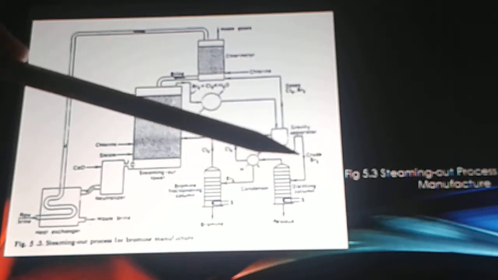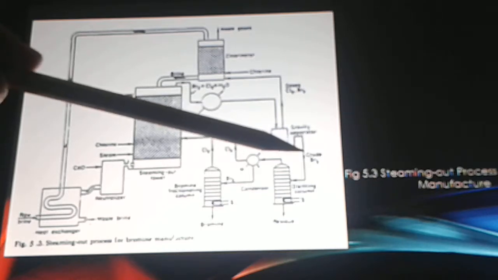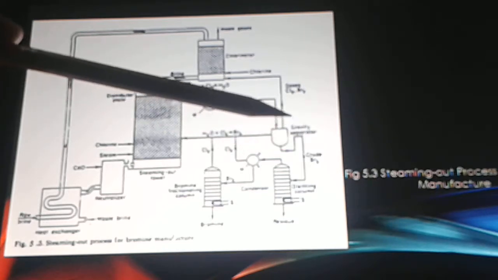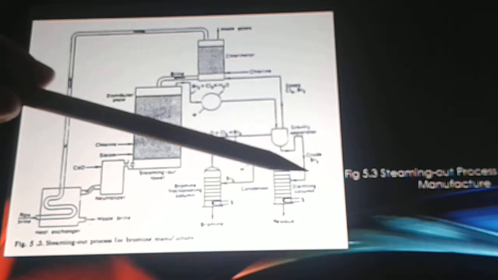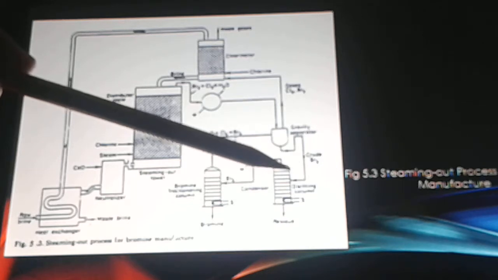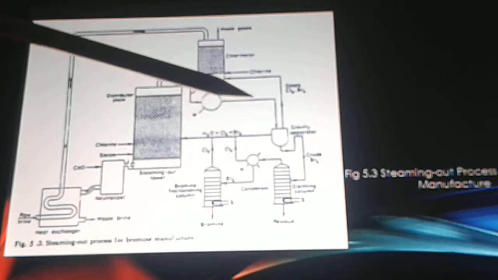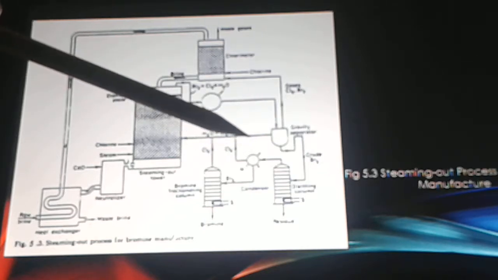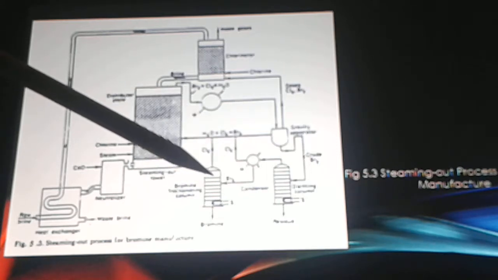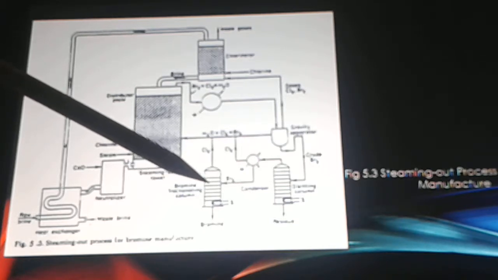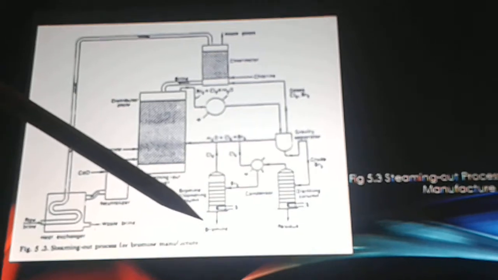The bromine obtained after separation is not completely pure and contains chlorine. So the chlorine and most of the water are separated by distillation in the distilling column and then recycled to the steaming out tower. Then after condensation, the bromine will now go to the bromine fractionating column to further remove chlorine impurities and finally having bromine as the product.